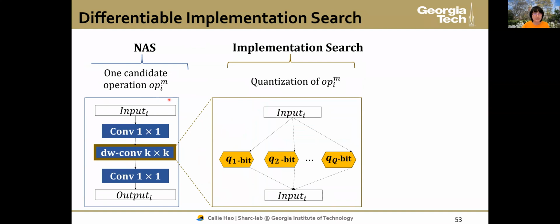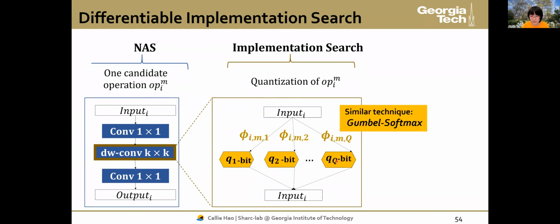Well, now let's come to the implementation. One example of implementation search is quantization. So for example, you want 16-bit or 8-bit or 4-bit for your accelerator. Can we search that? Well, yes, we can. So we have Q1-bit, Q2-bit, and we can select from one of them, right? So the same question here. This is a discrete solution space, and how can we convert this discrete to continuous? Same answer here. We use a similar technique, Gumbel softmax.